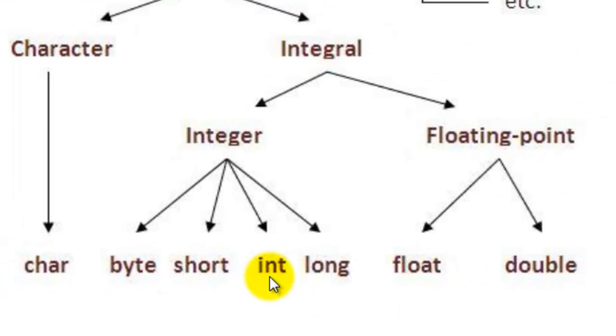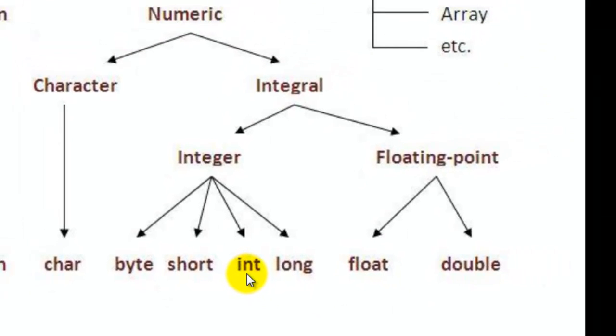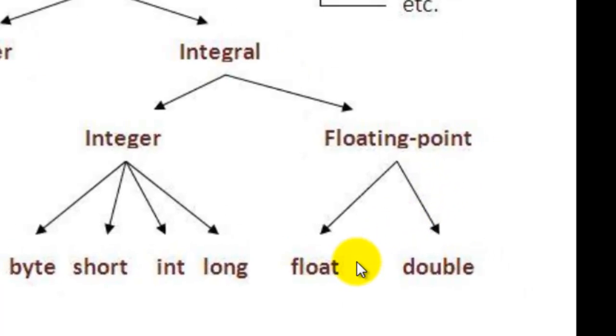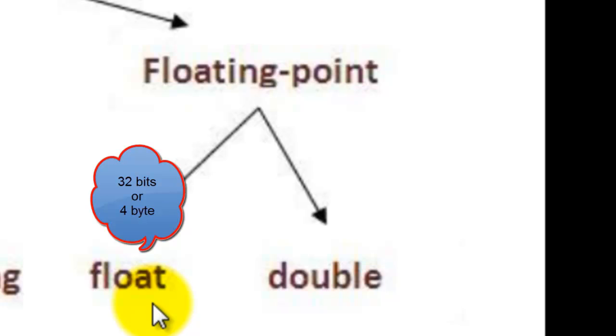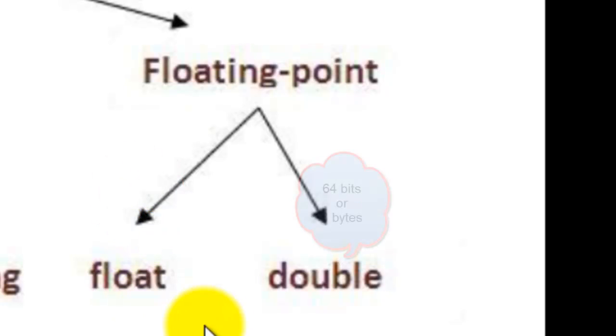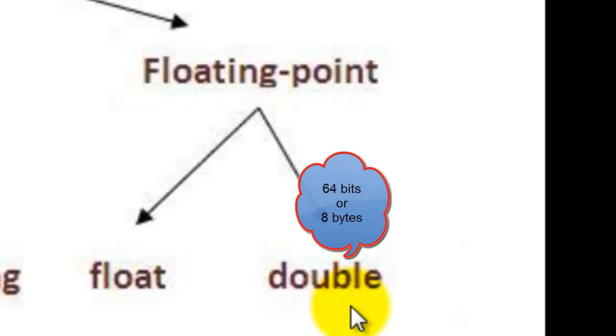But integer cannot store floating point values. So for floating point values, we have two data types, float and double. They are also divided according to their size. Float takes 32-bit space and double takes 64-bit space.